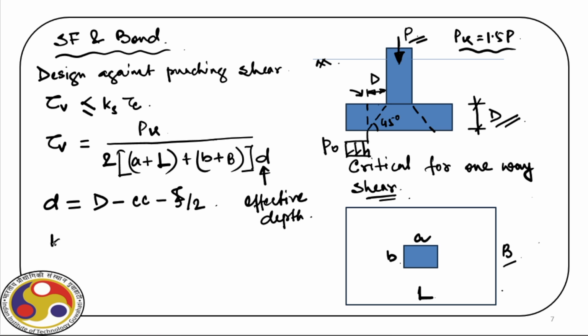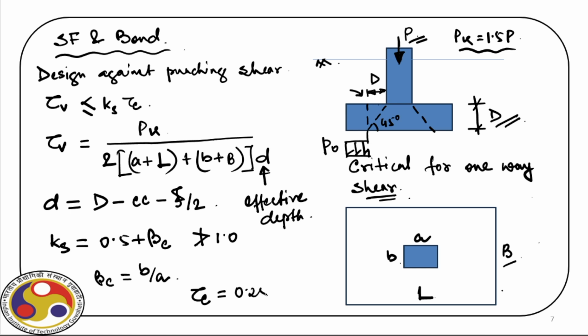Now Ks in this expression is equal to 0.5 plus beta C, where beta C is equal to B by A, and it should not be more than 1.0. Finally, the expression for tau C is equal to 0.25 square root of fck. So we can quantify the design value of the punching shear and design it accordingly.